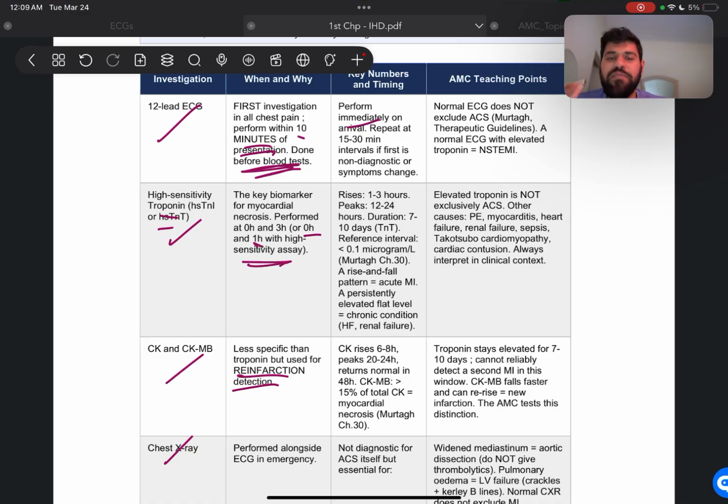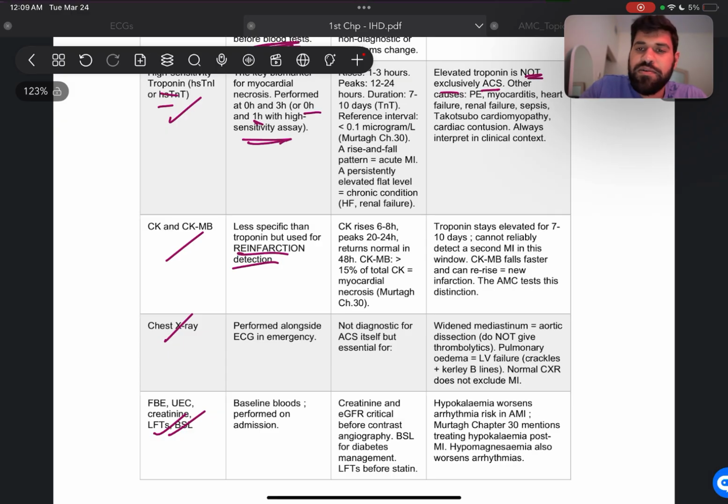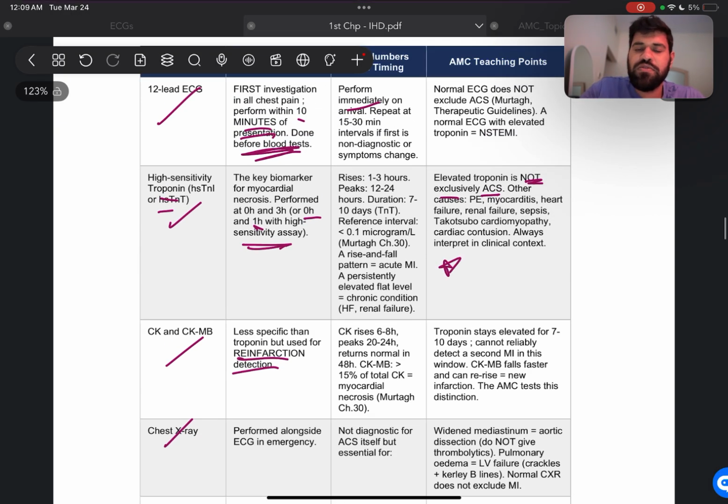So if you perform it after just 1 hour, then you have to use the high sensitivity assay. It is not exclusively for ACS, and other causes such as PE, myocarditis, heart failure, or other types of pathologies can cause this troponin to be elevated as well. But it's a good test for searching for cardiac injury.